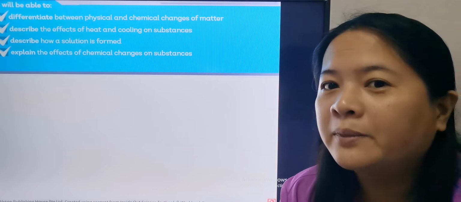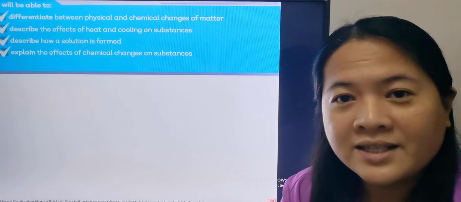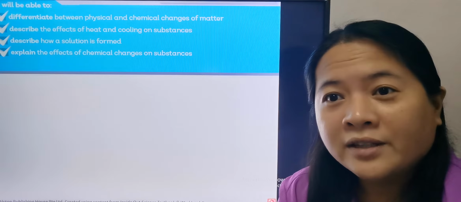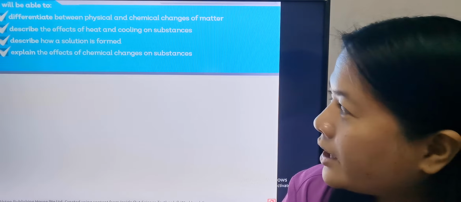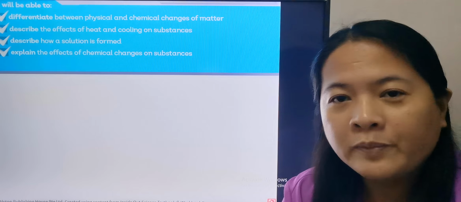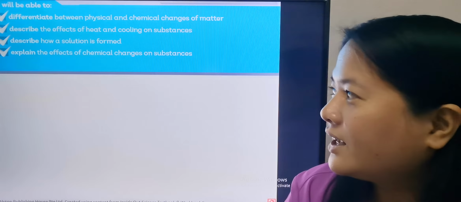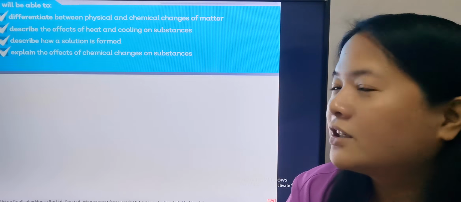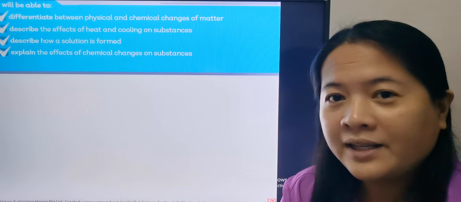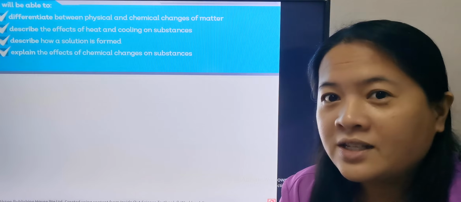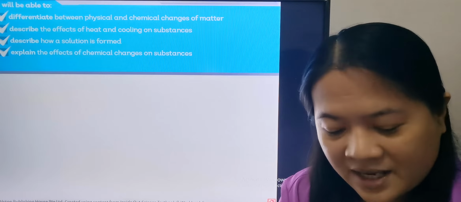And then we should be able to describe the effects of heat and cooling on substances. We have to know the effect of temperature on substances, right? And then describe how a solution is formed. We already studied that, how a solution is formed, okay? And then explain the effects of chemical changes on substances. Last week, teacher Yuri explained about the effects of chemical changes on substances, okay?